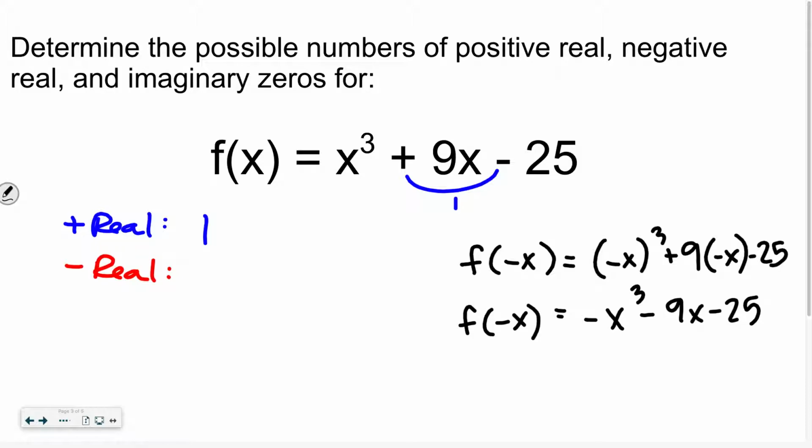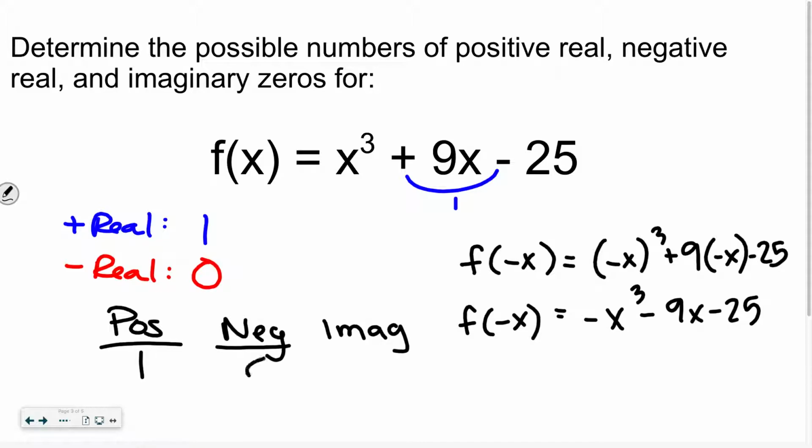Okay, how many sign changes in f of negative x? 0. 0 again, okay. So I'm going to do my positive, my negative, and my imaginary. So right now I have 1 positive, 0 negative. There's no additional options for those, so I only have 1 list. How many imaginary zeros must there be? 2.